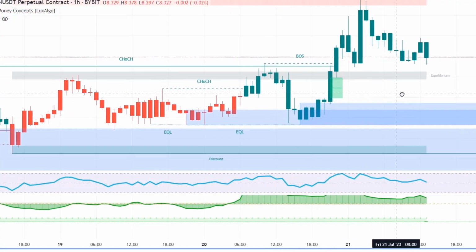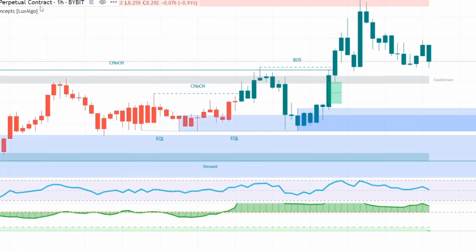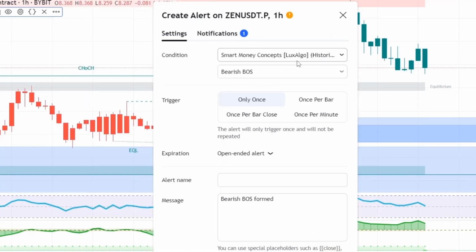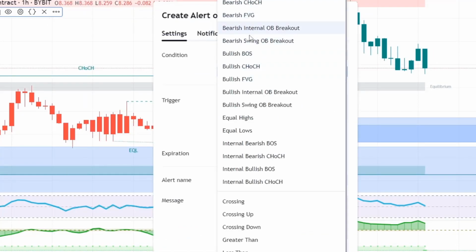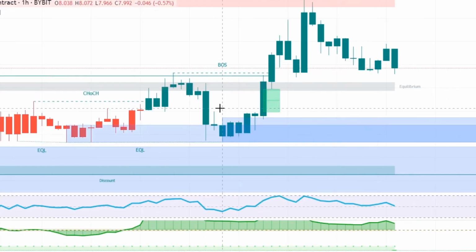Let's take this example. What are good entry points? What are concepts where you can say, I want that? We have a really perfect example here. You can set alerts here. I mean alerts. You really have any kind of smart money concept that you can have. Any. That you go into a bearish order block, that you have a bullish structure break, a bearish structure break, a fair value gap, and so on. You can set alerts for all of that.